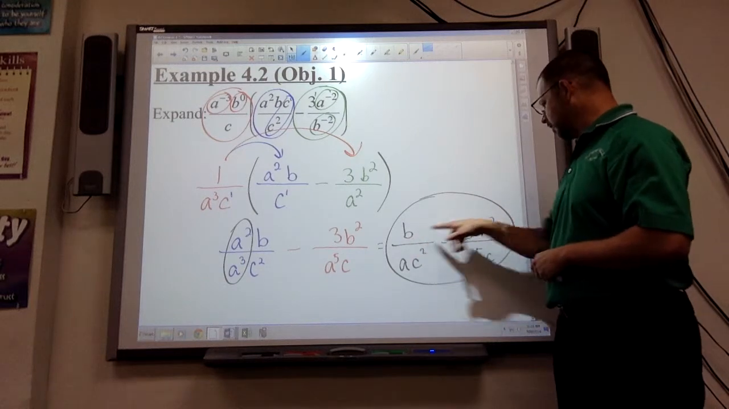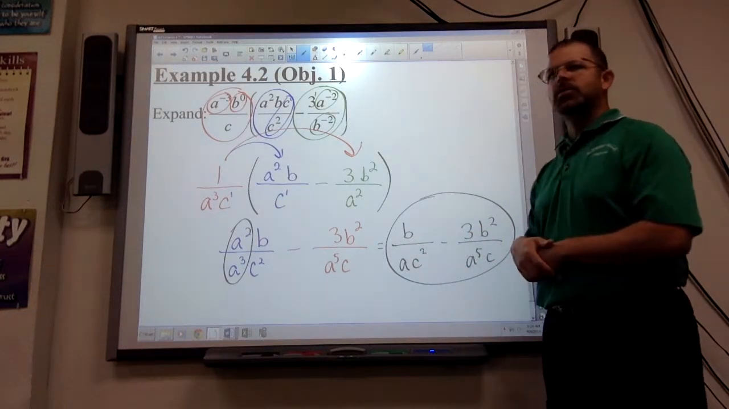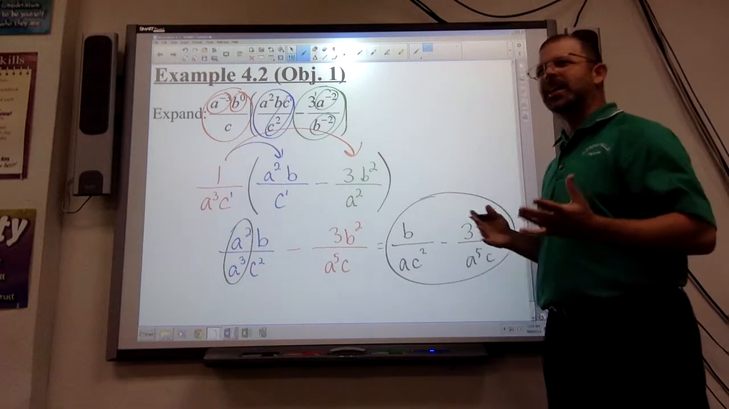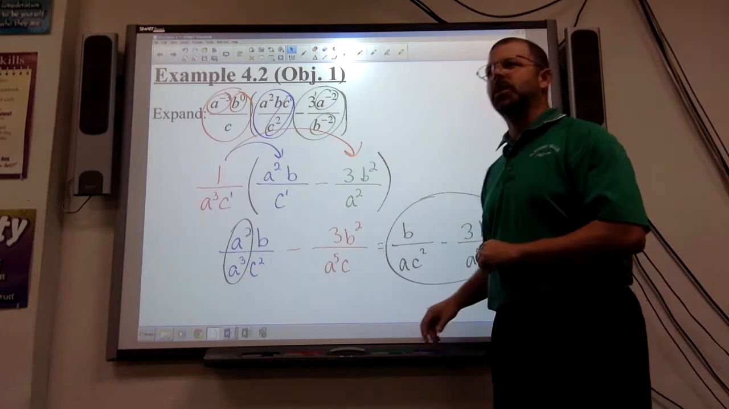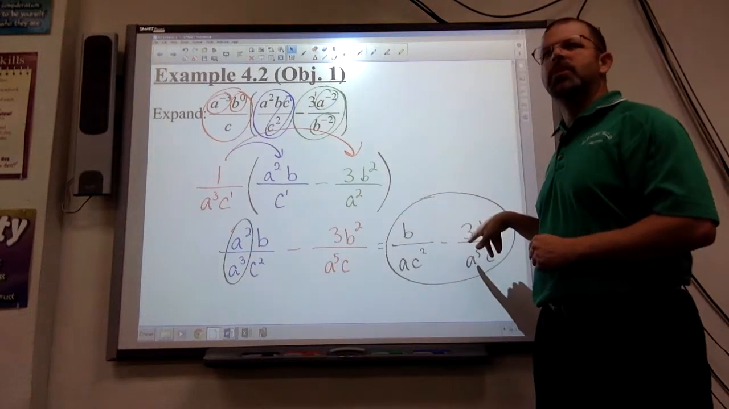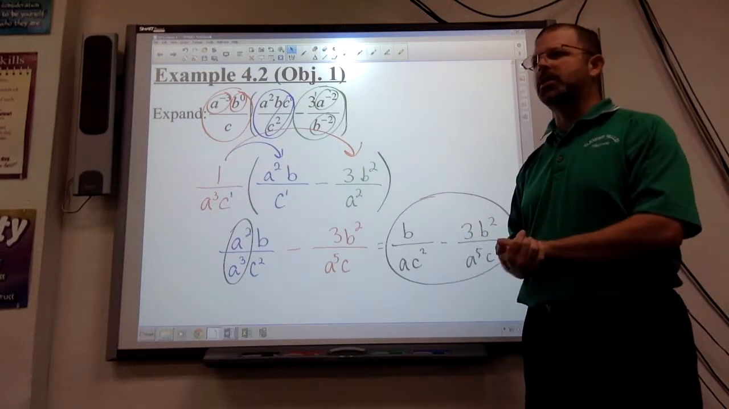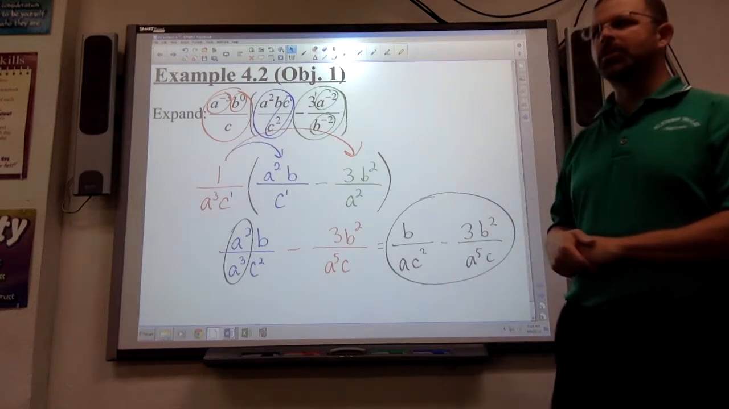Powers don't match. This is B to the first, that's B to the second, A to the 5th, A to the first, C squared, C to the first. So no way to add or subtract those. Can't make it any prettier than that. That's as far as we can possibly go. That tends to be the biggest mistake people make. If they understand everything else, they try and just combine these together somehow to make one small object that's prettier than everything else. But that's a pretty answer as far as Algebra 2 is concerned.